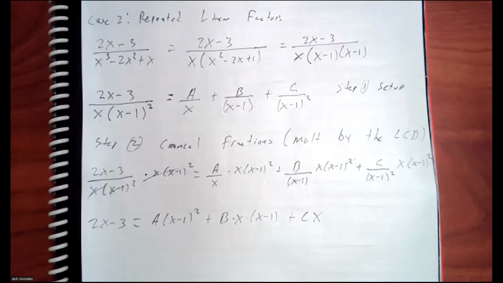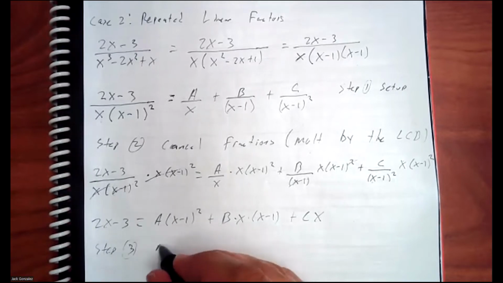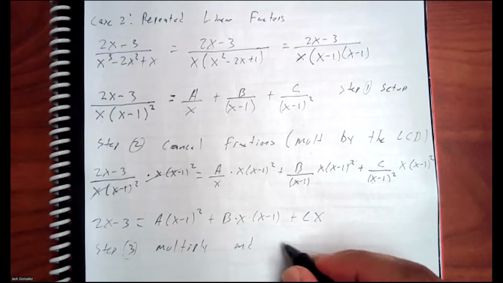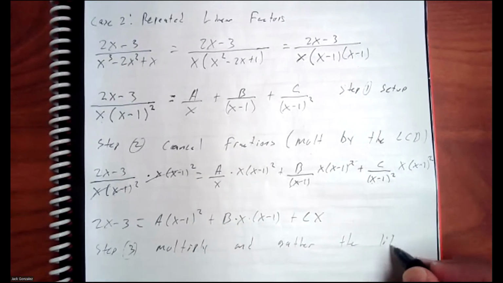Good. So at this point, we're going to multiply stuff out, gather all the like terms, and then create the system. Okay. Step 3, multiply and gather the like terms.